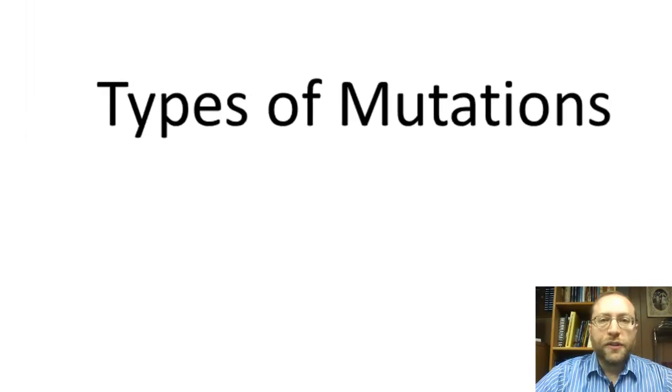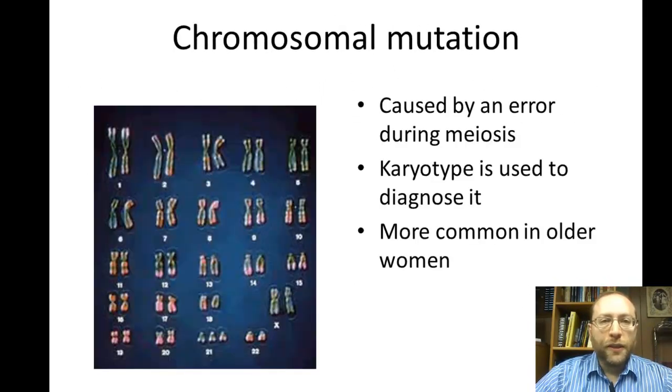Now we come to different types of mutations. First one, which we already hit in looking at karyotyping, is chromosomal mutations. Here we have an example of a karyotype. A karyotype is where you're simply looking at the chromosomes themselves. Down here, chromosome number 21, you see 3 copies of it instead of 2 like for everything else. And so this individual has a disease called trisomy 21, also known as Down syndrome. This is caused by an error in meiosis.